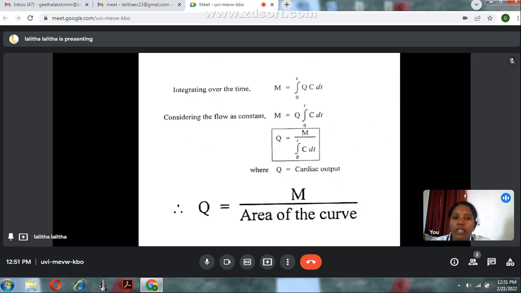Next, integrating over the time, we will get capital M is equal to the integral over the time interval 0 to t of q into C dt. Here q is nothing but cardiac output, C is the concentration of indicator. So we know q is equal to capital M divided by the integral 0 to t of C into dt. So Q is the cardiac output. Therefore, Q is equal to M divided by the area of the curve. The area of the curve is nothing but C into dt. So this is the cardiac output based on the indicator dilution method. This is the final output, cardiac output measurement.